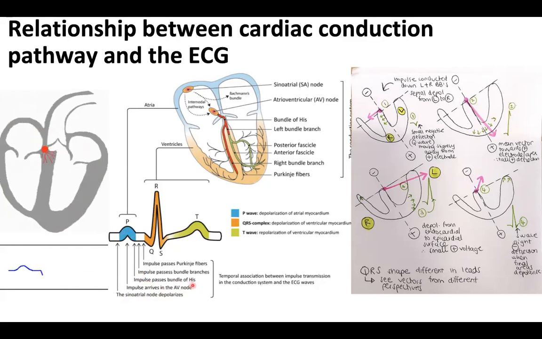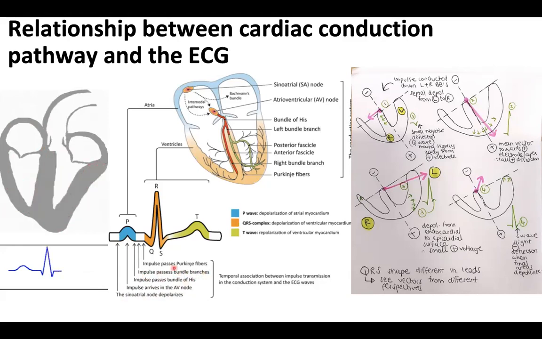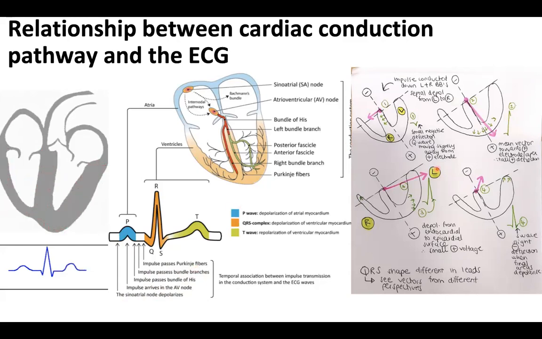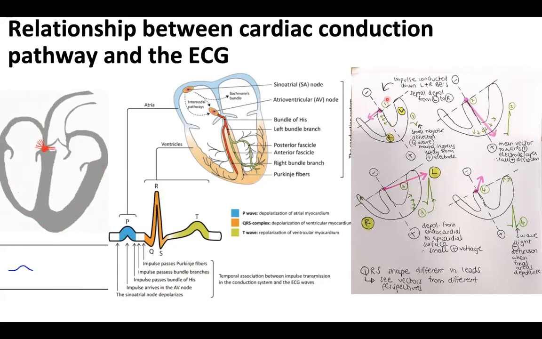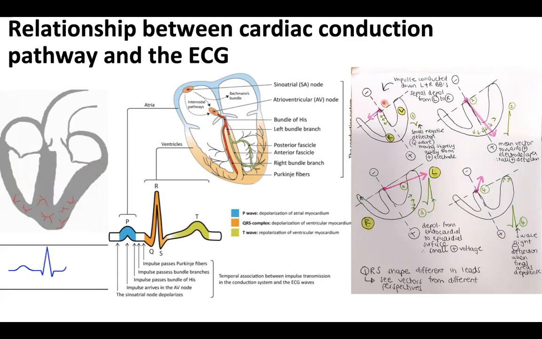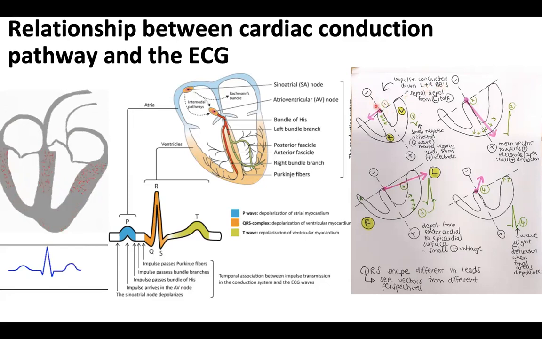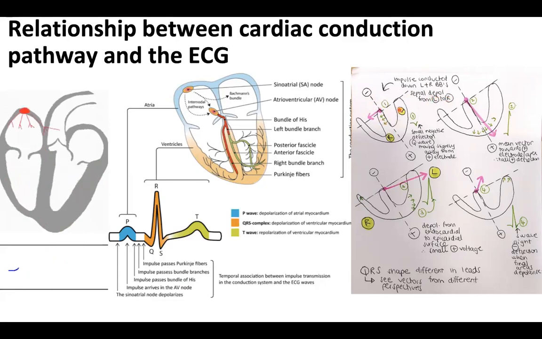The impulse then passes the bundle of His and then goes down to the bundle branches and then to the Purkinje fibers. And then we move to the QRS complex, which I've drawn because I find it quite useful to try and understand how the QRS complex is actually formed. Once it goes down the bundle of His, the impulse goes down the left and right bundle branches, and there's septal depolarization from left to right. And this is really important because this is how you form your ECG vector.